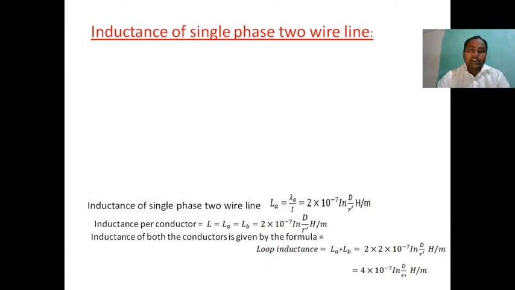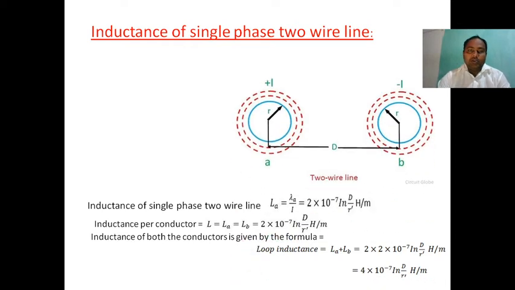Now we discuss the inductance of a single phase two wire line. Single phase means two conductors: first conductor, conductor A, and second conductor, conductor B. The distance between the two conductors is D. The radius of one conductor is r, and the radius of the other conductor is also r. So this is a single phase line.